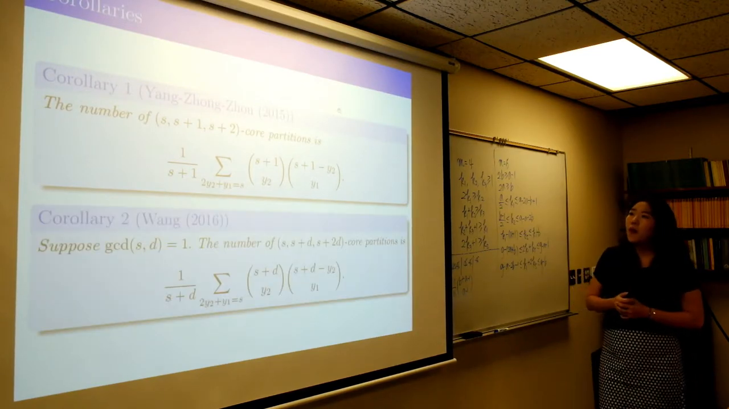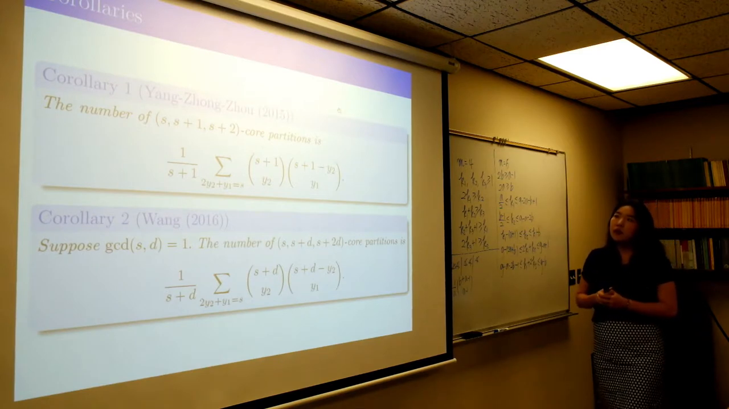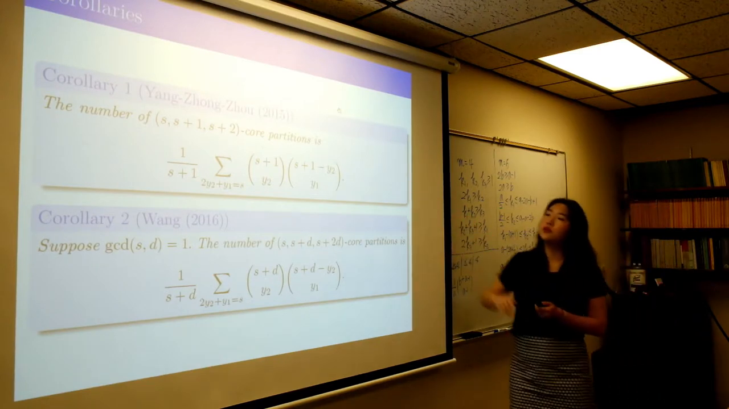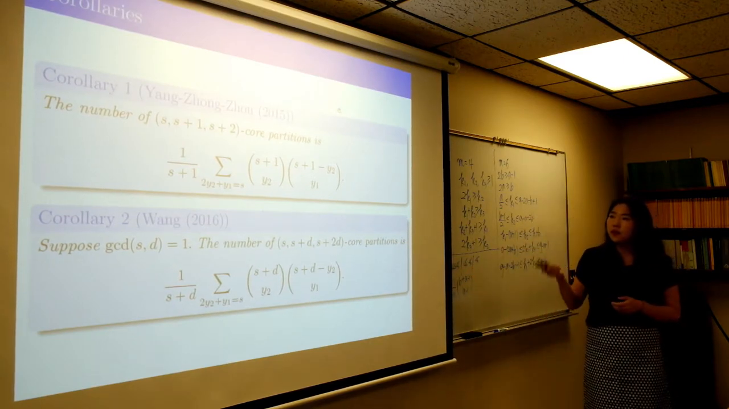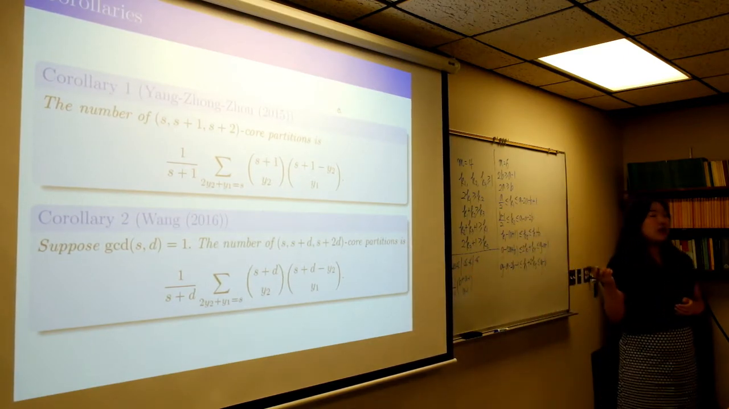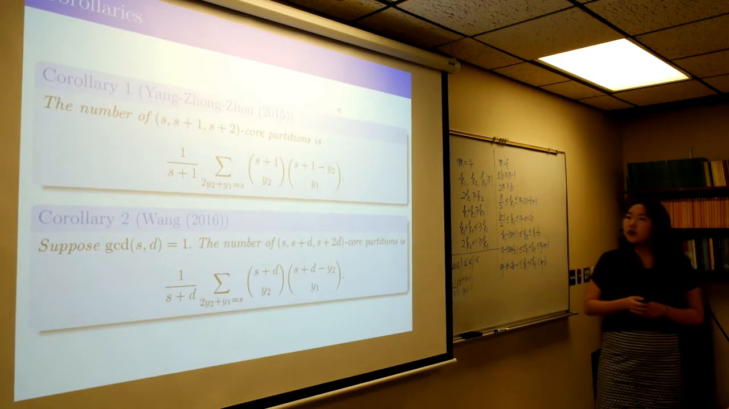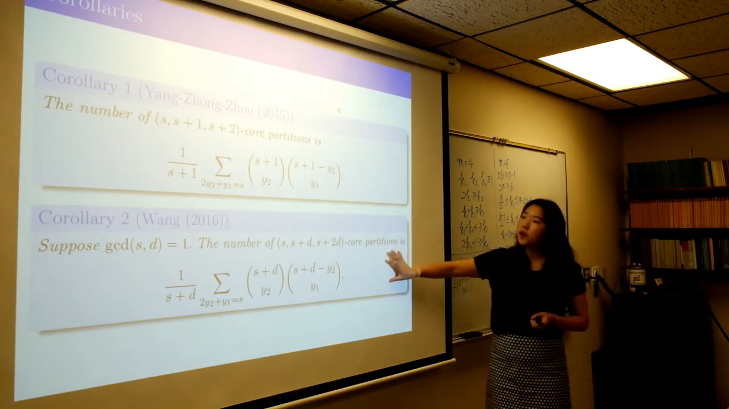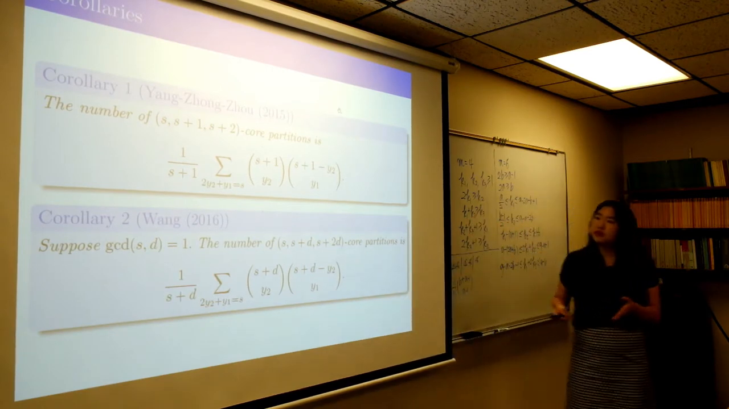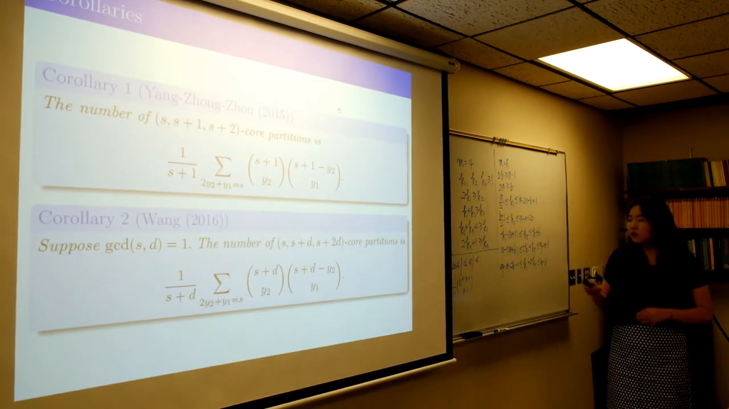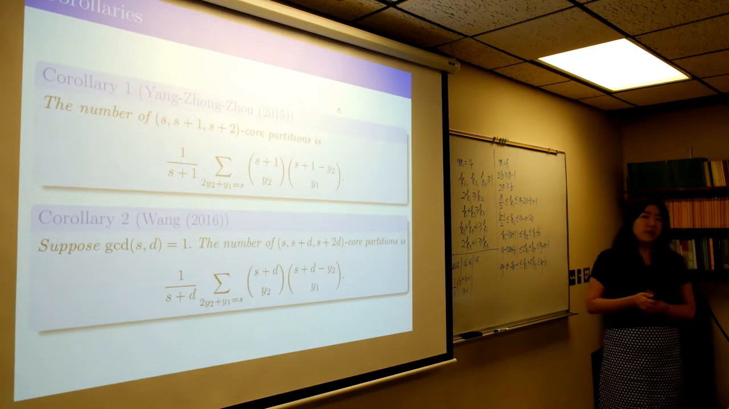And then in 2016, Wang generalized Yang Zhong Zhou's result to this case. So he considered the number of S, S plus D, S plus 2D core partitions, where S and D are co-prime. And we can also recover this result by plugging in A equal to S plus D, B equal to S, and C equal to S plus 2D, and computing the same thing.